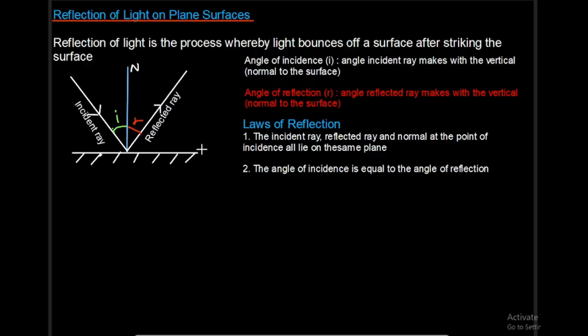Now we also have our laws of reflection, which are very, very important. The first law says the incident ray, reflected ray, and normal at the point of incidence all lie on the same plane. If you look at this diagram, we have the incident ray, reflected ray, and the normal to the surface. This is our point of incidence. You discover that at the point of incidence, they are all on the same plane. That is the first law of reflection.